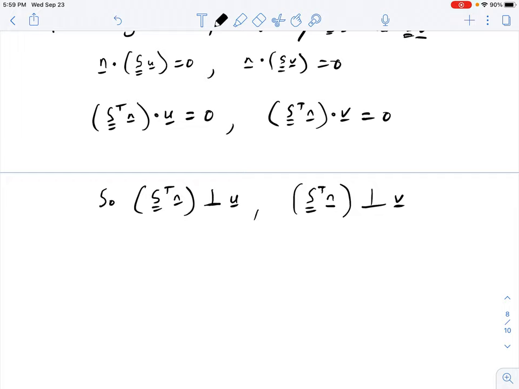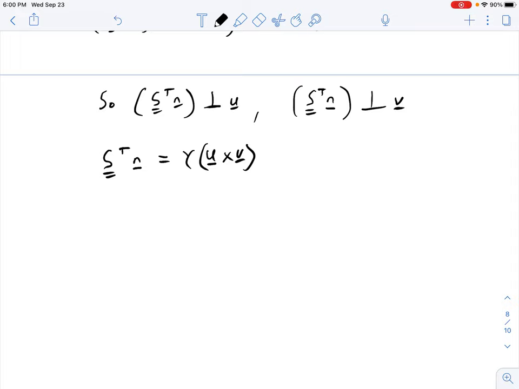Well, in three-dimensional space, that means that S transpose n is equal to some scalar multiple of u cross v, right? Because u cross v is a vector in the direction perpendicular to both u and v. So S transpose n has to be some scalar multiple of that, and we'll figure out what that gamma is. Well, by definition, n is Su cross Sv. So we can say S transpose Su cross Sv is equal to gamma u cross v.